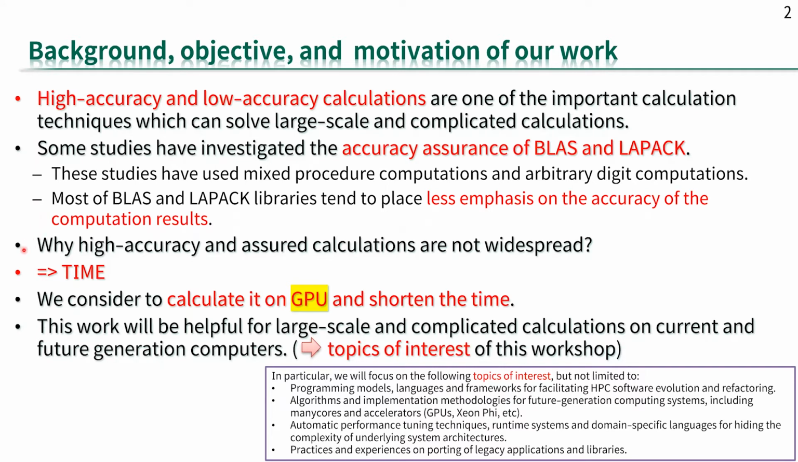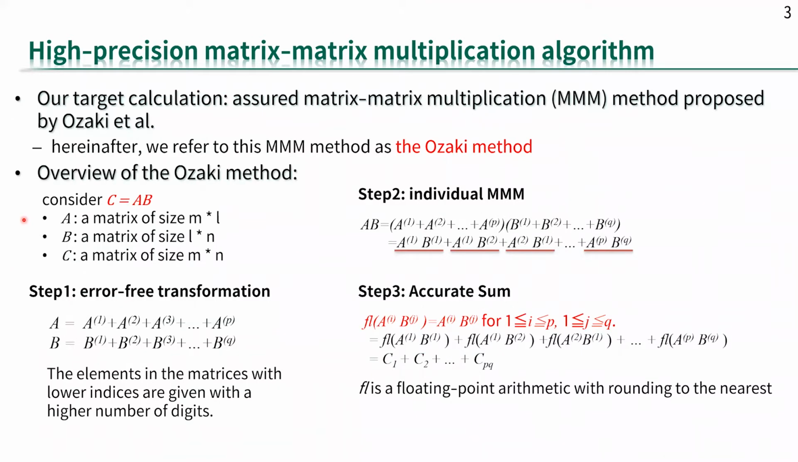One of the reasons why high accuracy and assured calculations are not widespread is computation time. These kinds of calculations require a lot of calculation and time. Therefore, we consider calculating it on GPU to shorten the time. We believe this work will be helpful for large-scale and complicated calculations on current and future generation computers. Our target calculation is the assured matrix-matrix multiplication method proposed by Professor Ozaki. In this presentation, I call this method the Ozaki method.